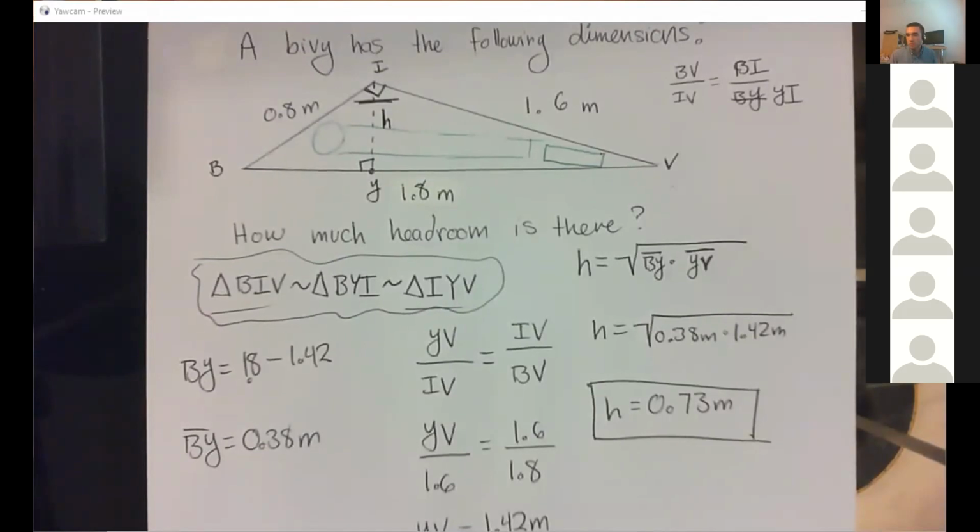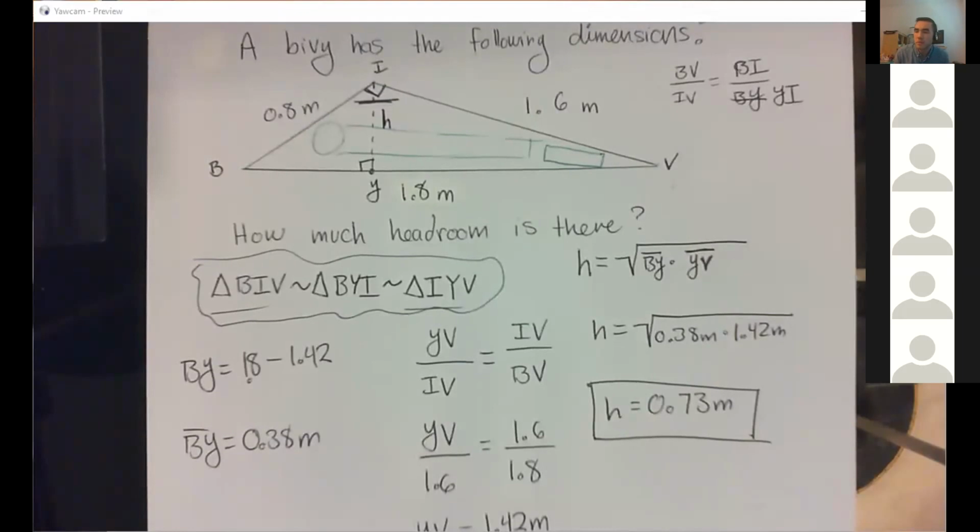Mr. Robinson, I just turned it. 0.71 repeating. You get 0.71 repeating? Yeah, that's fine. That's close enough. I think it's just a rounding error. Yeah, probably.